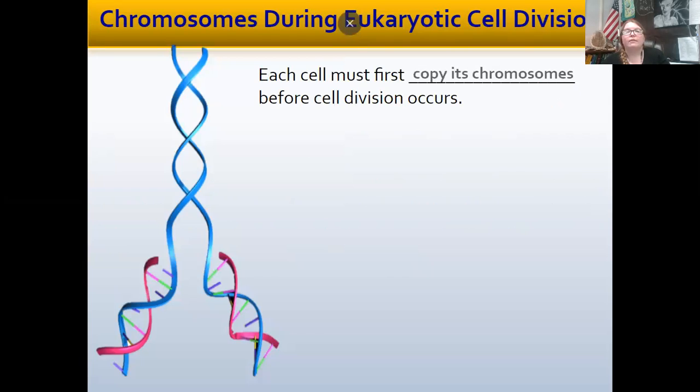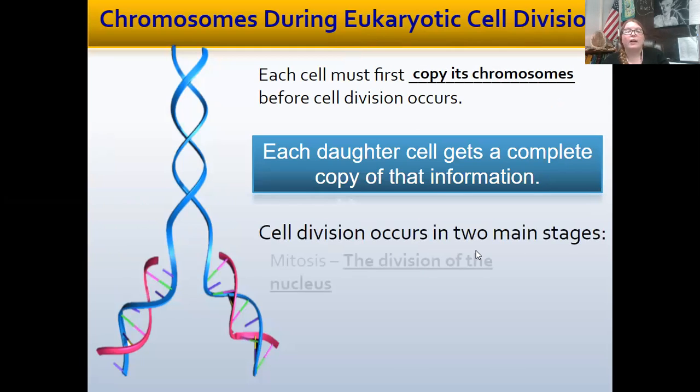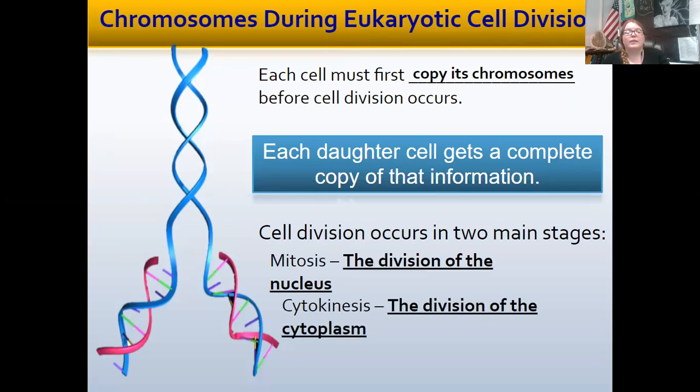So each cell must first copy its chromosomes before cell division occurs, so each daughter cell can have a complete copy of that information. The actual cell division part happens in 2 main stages: mitosis, or the division of the nucleus, and then cytokinesis, which is the division of the cytoplasm. That's another thing going to be on your quiz, okay? Mitosis divides the nucleus, cytokinesis divides the cytoplasm.